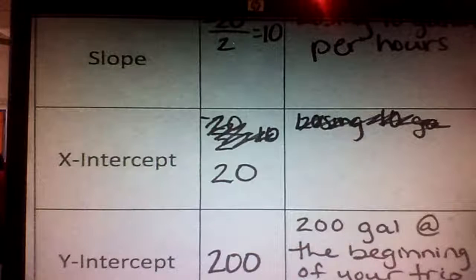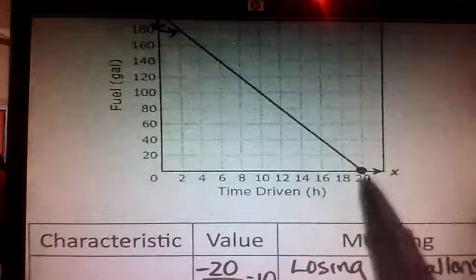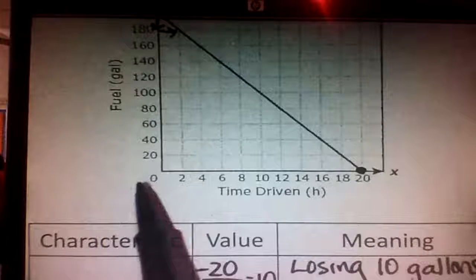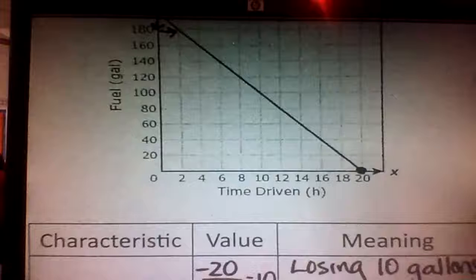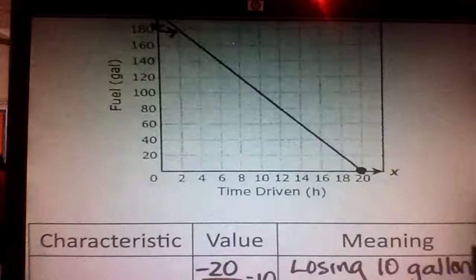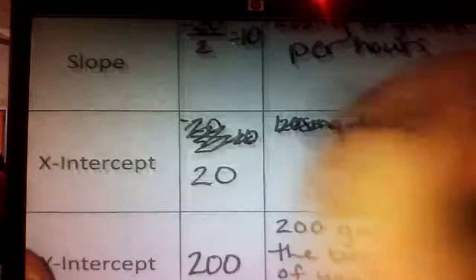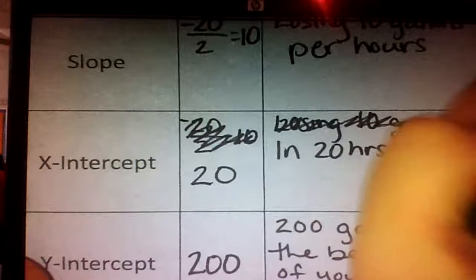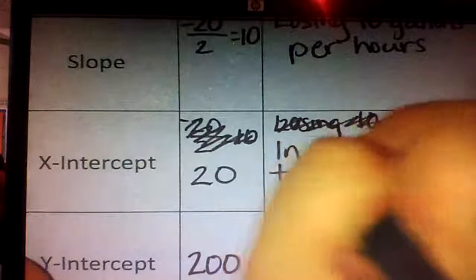Wait. If you look at it, when I hit my x-intercept, I'm at 20 hours and I'm at 0 gallons. So that means if I drive 20 hours straight, I will run out of gas. So in 20 hours, the truck is out of gas.